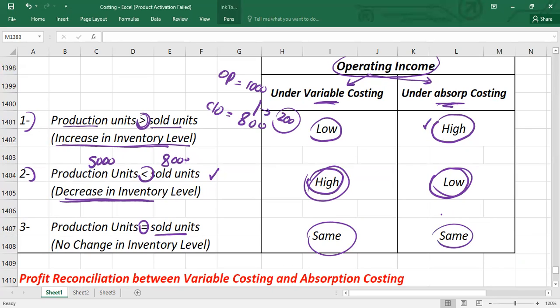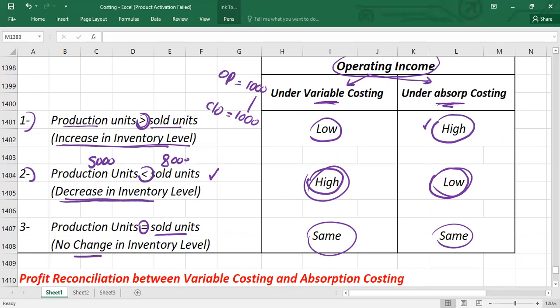Okay, guys, because total fixed cost budgeted for the period are charged to sales revenue in the period under both methods. So here it will give you the same operating income, and this is also called no change in inventory level. No change in inventory level means, say maybe your opening inventory was 1000 units and your closing inventory is, for example, also 1000. So you can see there is no change in inventory level. So both costing methods will give you the same results.